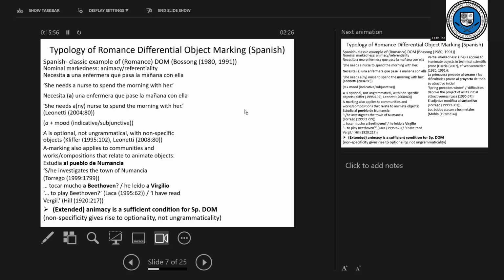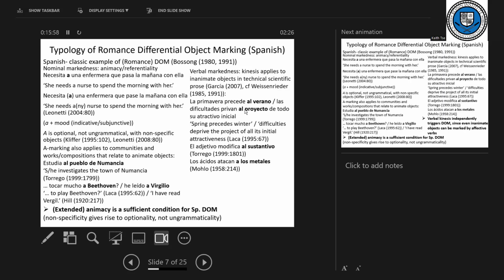Animacy is sufficient here. Also, verbal markedness, it's been shown quite widely that kinesis, in the sense of affectedness, can also apply to inanimate objects in technical prose. So, in these examples, the object is not personified. So, there's no animacy in these objects at all. So, for example, la primavera precede al verano, or las dificultades privan al proyecto, etc.